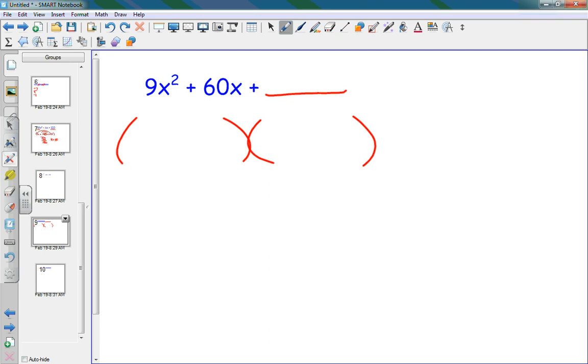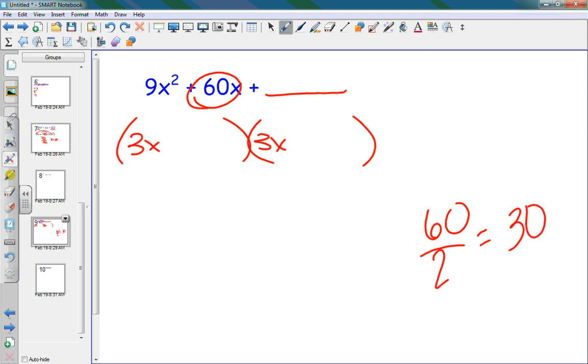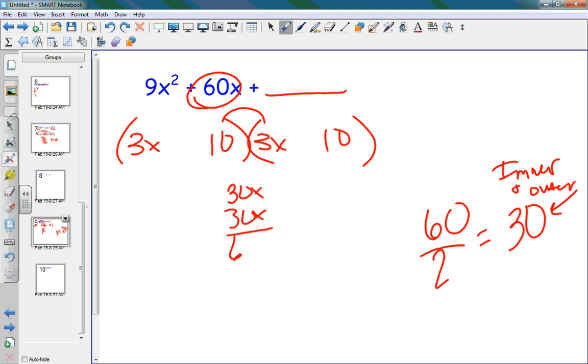9x squared turned into what? 3x and 3x. But we are going to take that 60 and divide it by 2 to give me 30. So that says that my inner and my outer must be 30. So how do I get my inner term to be 30? That has to be 10. And my outer, 10. So inner and outer is going to give me 30x and 30x to give me 60x. Is that what I wanted? So what's my last 2 terms multiplied together? 100.